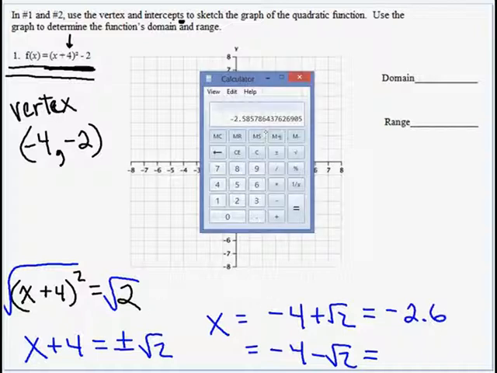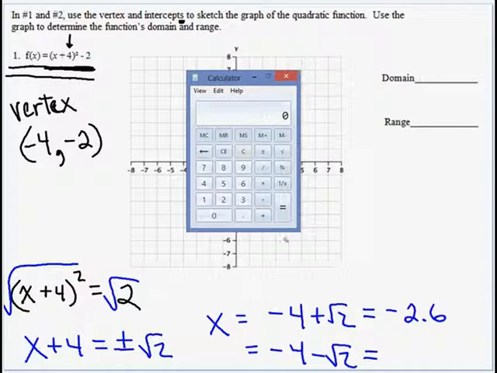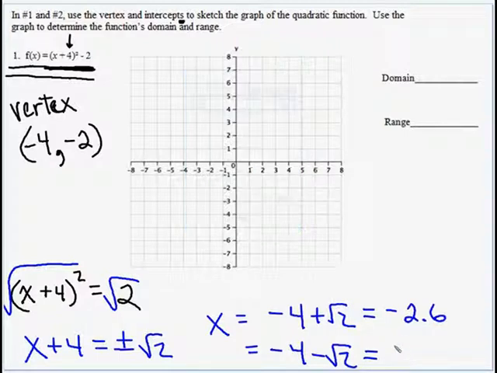And now for the other one, we'll clear that out. -4 minus radical 2 equals -5.4. Okay, and last thing is the y-intercept. Actually, let me transfer these up here. We have our -2.6 and -5.4.